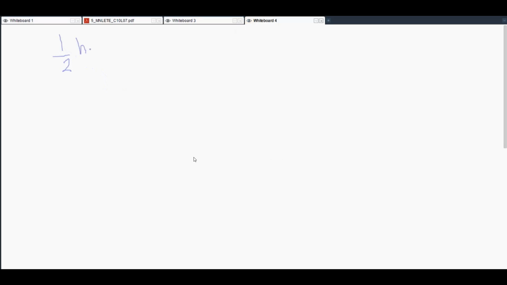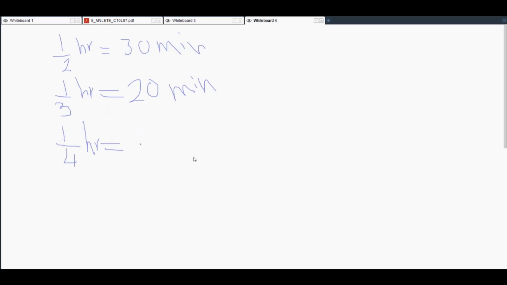Okay, you have to know some conversions about that. We have half hour. Half hour equals how many minutes? Equals 30 minutes. You have to keep this in your mind because you are converting from this fraction to get minutes. Third hour equals how many minutes? Yes, equals 20 minutes. And quarter hour equals what? Equals 15 minutes, yes.